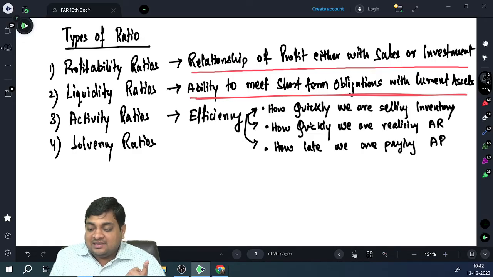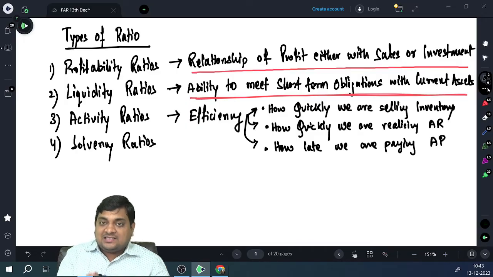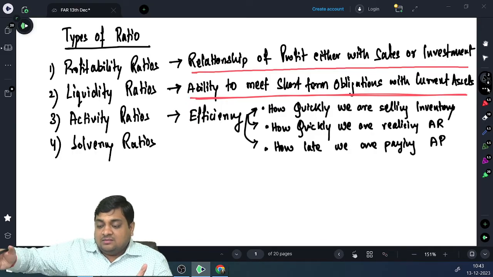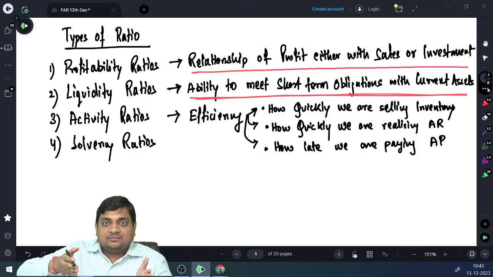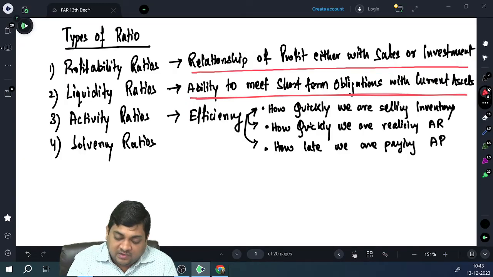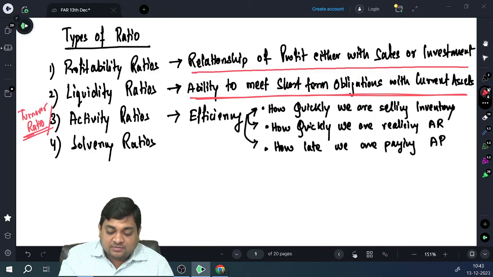So if you do this, then in that case your working capital requirement will be less, right? The quicker you sell your inventory, the less your working capital requirement will be. The longer you take to sell the inventory, the more your working capital requirement will be. So the larger the period for selling the inventory, the more working capital is needed. These are known as turnover ratios.